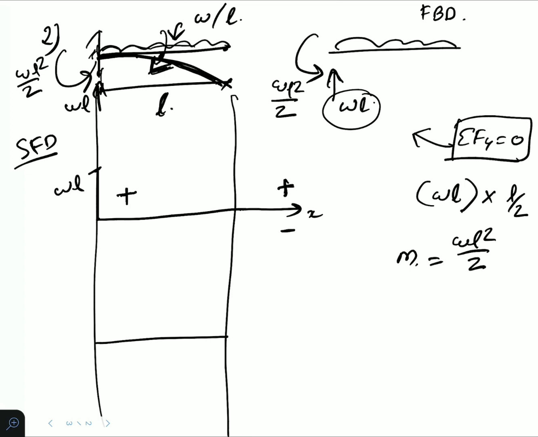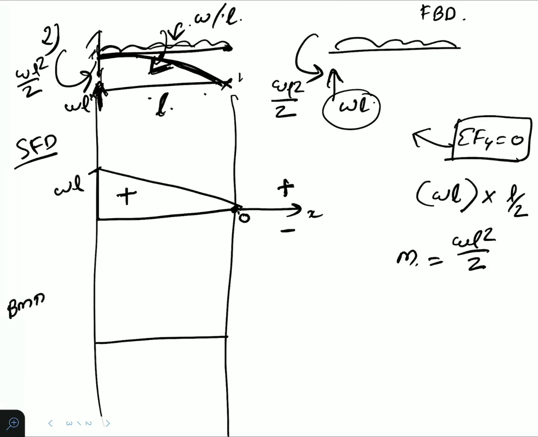See, at that tip we don't have any force, so it will be 0 value here. So it will go like this. We can calculate the net force here. That will be WL minus W per length into L, which will become 0 here. So that value is 0. Okay, so that is the shear force diagram.